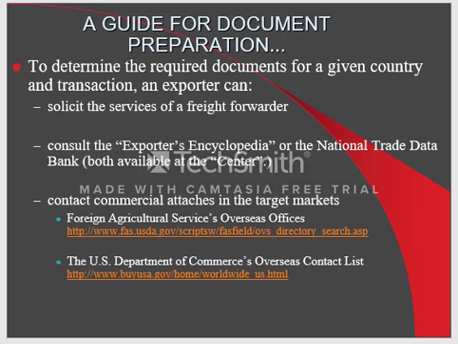Then they have to determine the required documents for a given country and transaction. An exporter can solicit the service of a freight forwarder. He can consult the Exporter's Encyclopedia or the National Trade Data Bank. So both are available at the center. Then he has to contact commercial attaches in the target markets, that is Foreign Agricultural Services Overseas Office and the United States Department of Commerce Overseas Contact List.